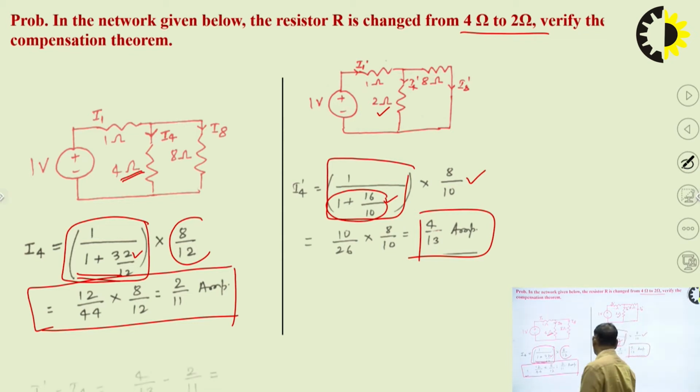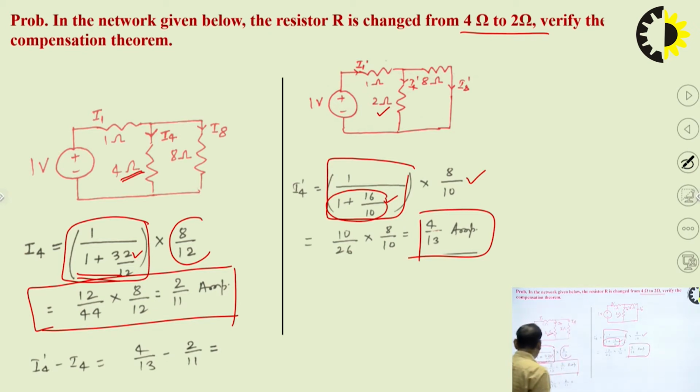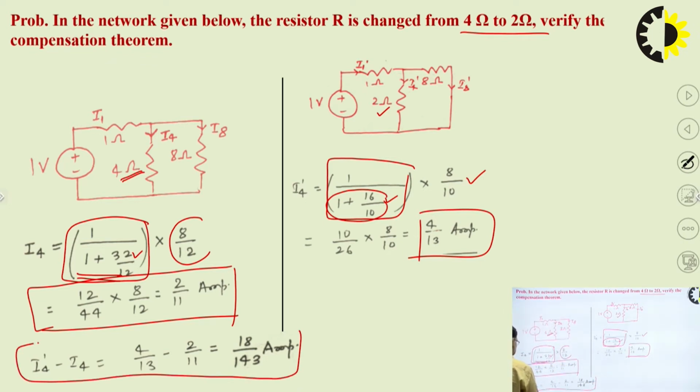Now consider the change in current. So I4 dash minus I4, it is coming 18 by 143 ampere. This is the delta I. Now we have to verify.